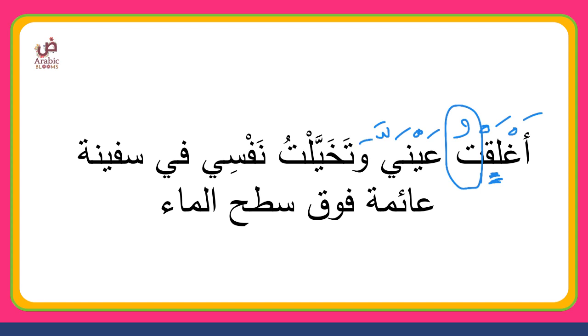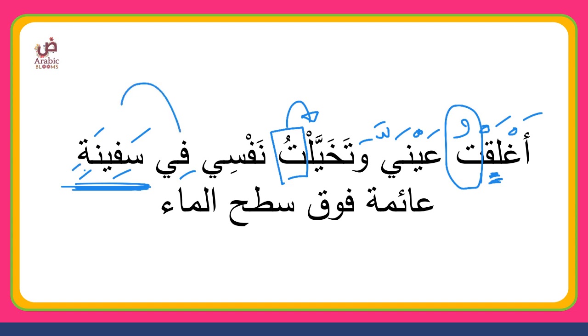And تخيلت. I imagined. You noticed تاء الفاعل here. The verb ended with سكون before تاء الفاعل. تخيلت نفسي, myself, في, in. This is the word that I want you to add vowels to. Yes, سفينة. And since this is a noun, after the word في, it will be مجرورة with كسرة. سفينة. تخيلت نفسي في سفينة.